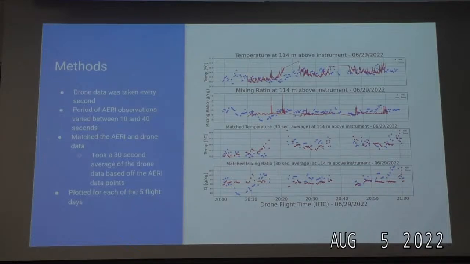And this helps to take out some of the outliers that were occasionally present in the data, which can be seen in the second figure of the mixing ratio, where the drone did see a couple of outliers that were possibly due to factors such as, we flew pretty close to the power plant that's nearby, and so that may have affected the mixing ratio. And so some of the outliers just weren't correct with the data. If we took an average of this, it helped to get rid of some of the outliers. And so we plotted these for each of the 5 flight days.